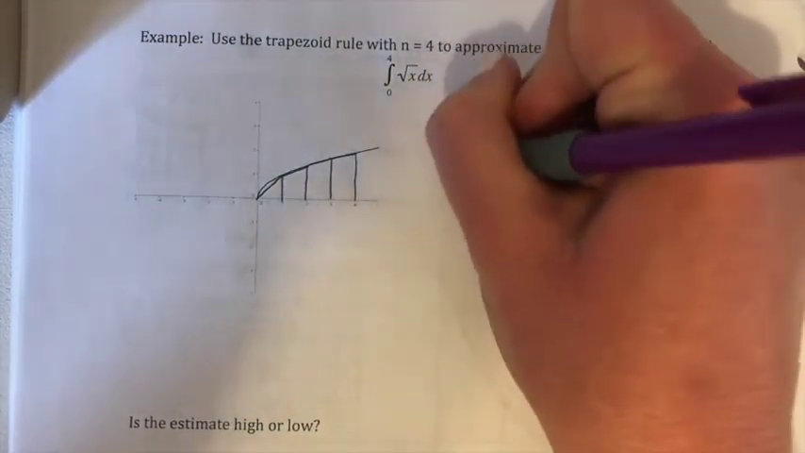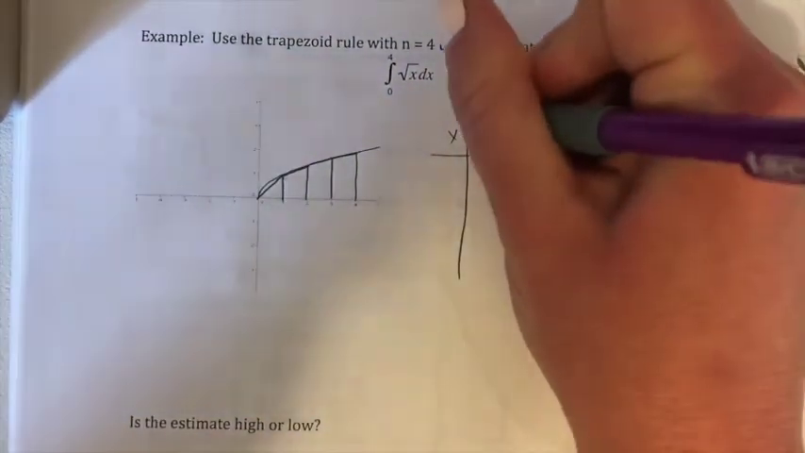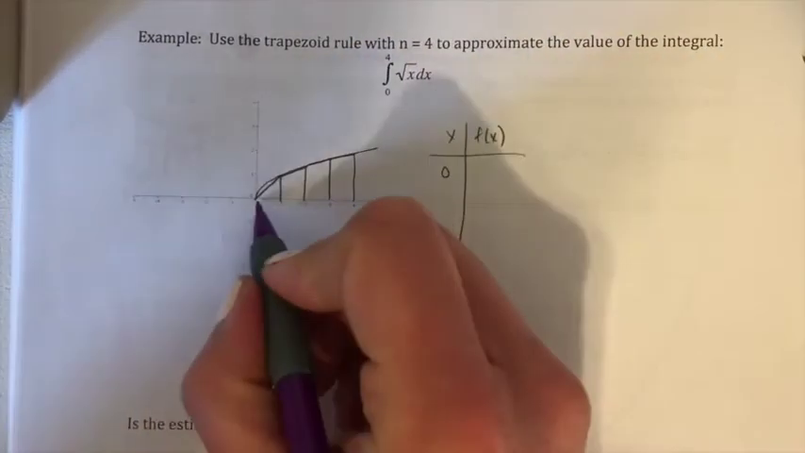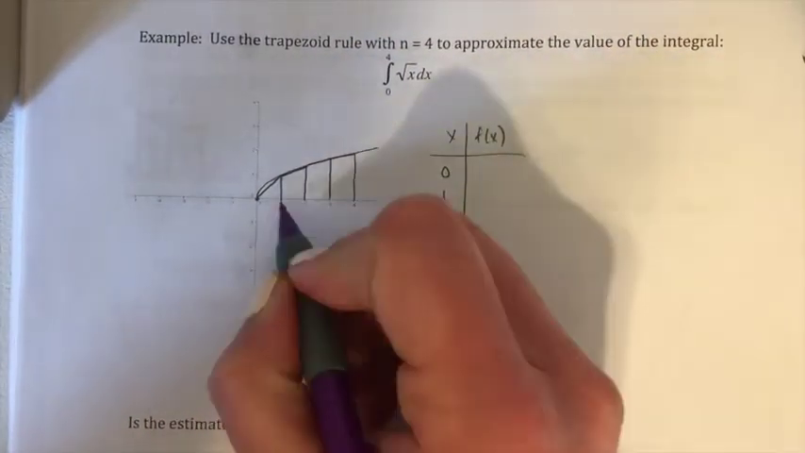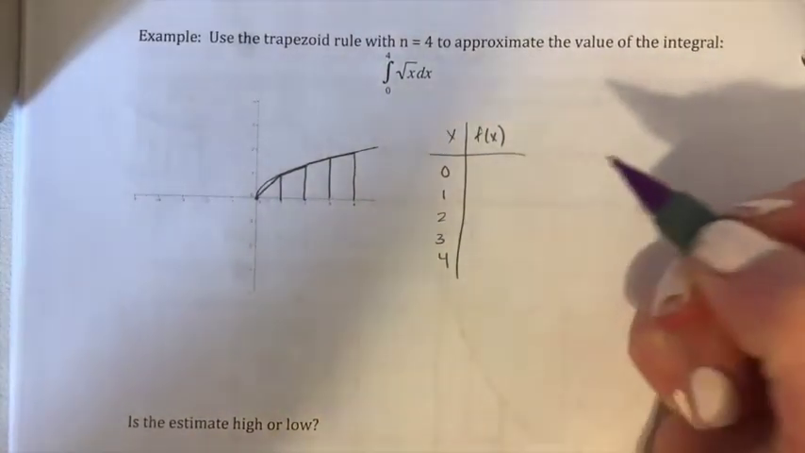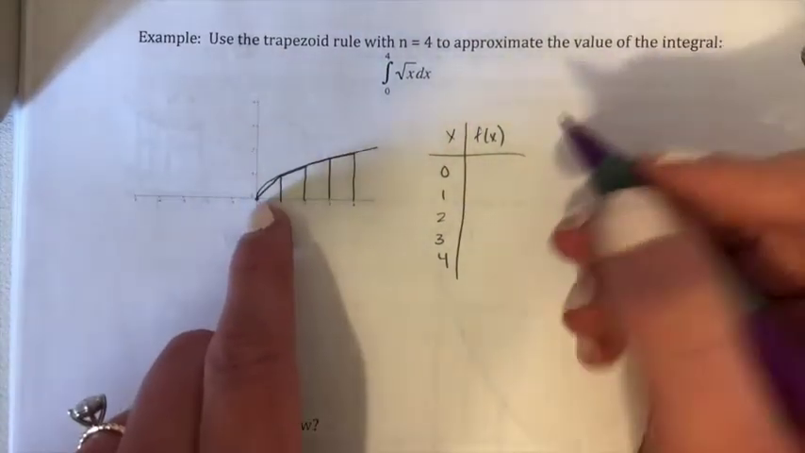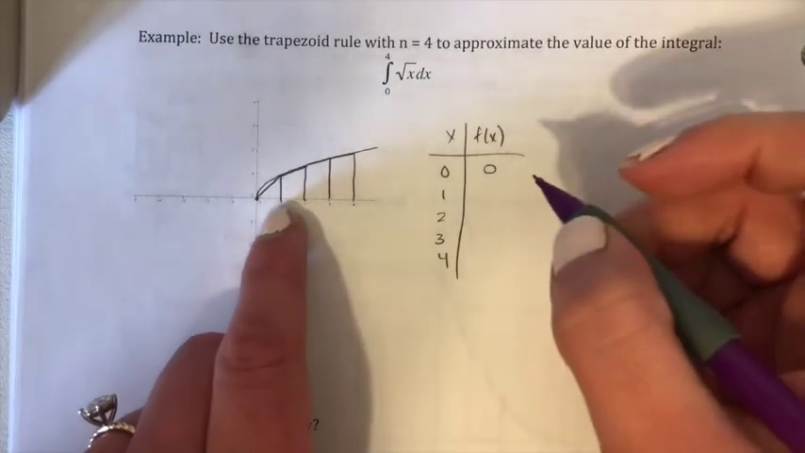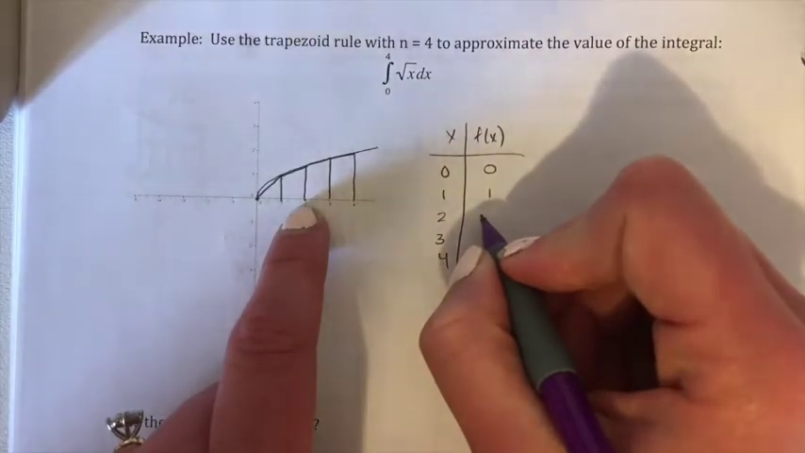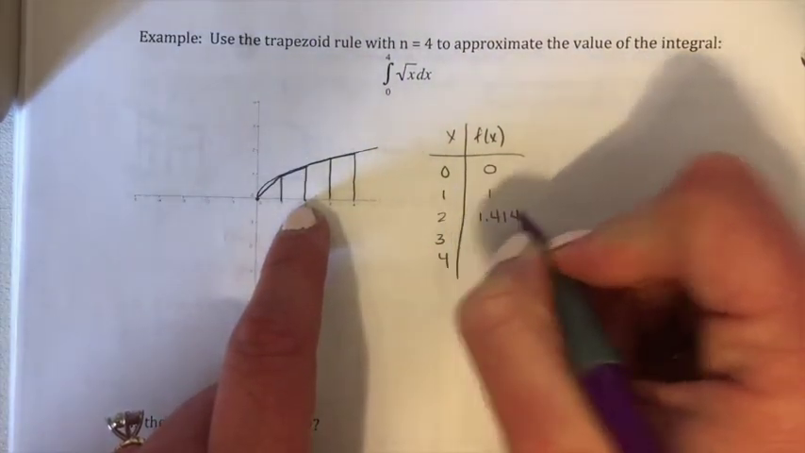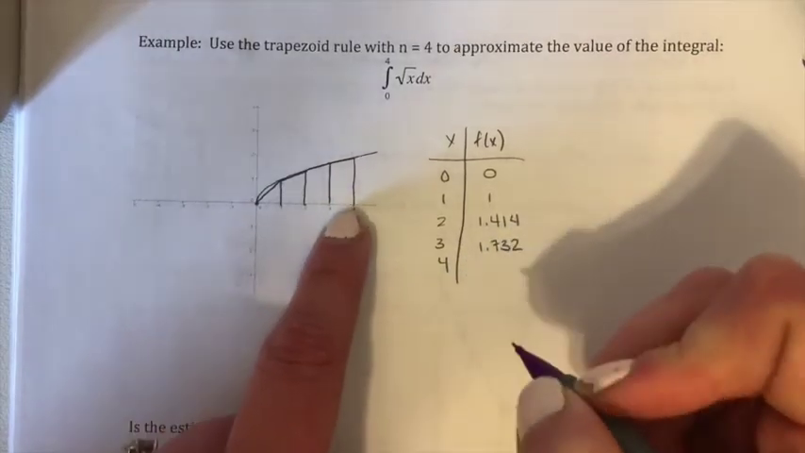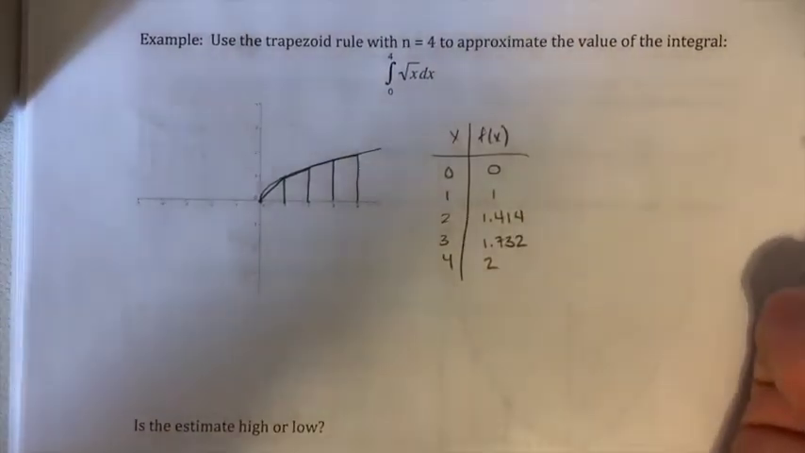So I think the easiest way to do this is to set up a little chart. My first value that I care about is x equals 0, then 1, then 2, then 3, then 4. And then the value of f of x at those spots. So the value of root 0 is 0, root 1 is 1, root 2 is 1.414, root 3 is 1.732, and then root 4 is 2.